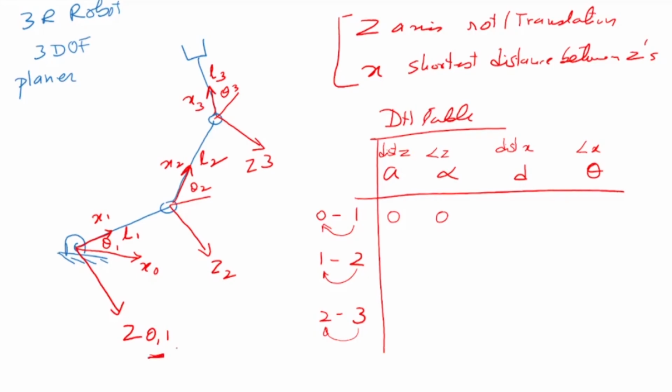Now what about d, the distance between the x-axes? x1 and x0 are intersecting at that point, so again there is no distance, that is 0. Now theta is the angle between the x-axes. So when this manipulator moves, what changes? Let me say this manipulator has moved and it has gone here. What has changed? This angle has changed. The angle between the x-axes has changed. So this is the variable which is called theta 1.